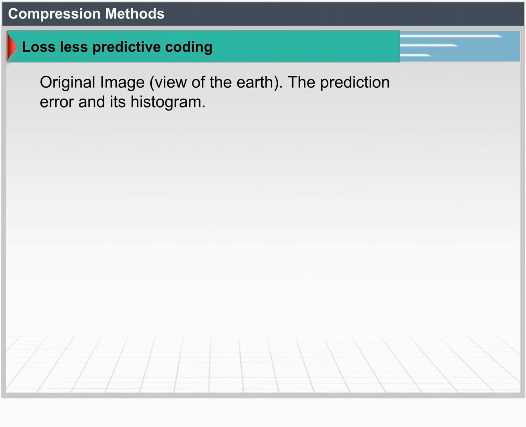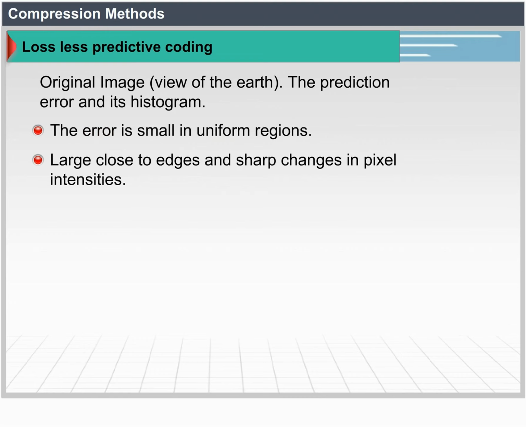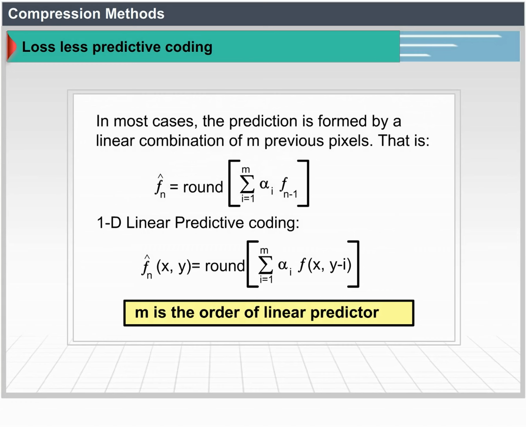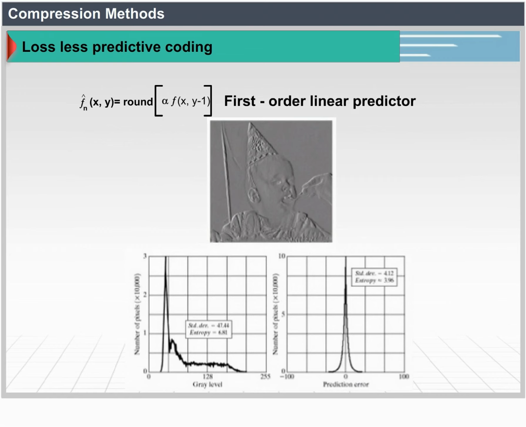Original image view of the Earth, the prediction error and its histogram. The error is small in uniform regions, and it is large close to edges and sharp changes in pixel intensities. The block diagram for lossless predictive coding is now seen. In most cases, the prediction is formed by a linear combination of m previous pixels. That is, the equation takes the form. 1D linear predictive coding will appear as shown, where m is the order of the linear predictor. The first order linear predictor graph and the corresponding image are seen.